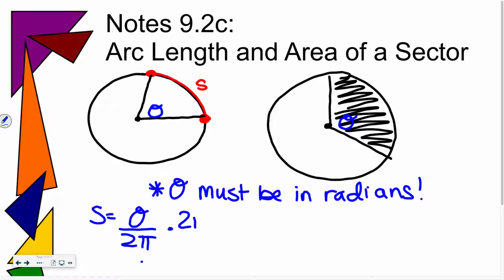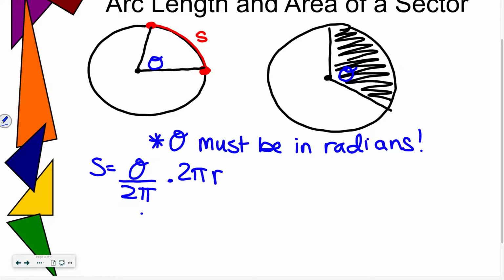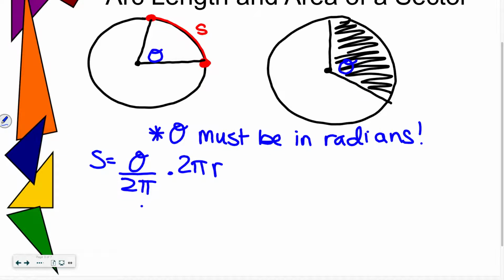2 pi r. So what we're saying is we want a fraction of the circumference. So theta over 2 pi times 2 pi r. What do you notice is going to happen there? The 2 pi's are going to cancel. So arc length S is equal to r times theta.